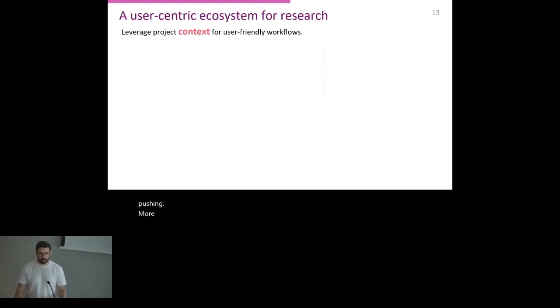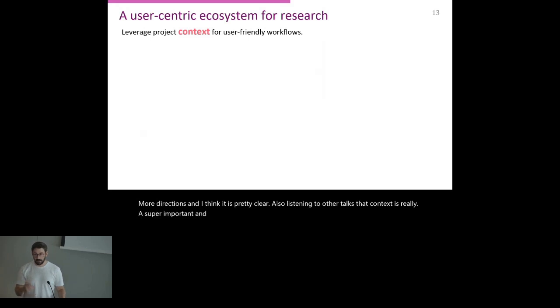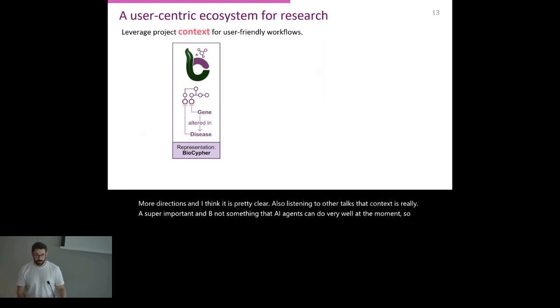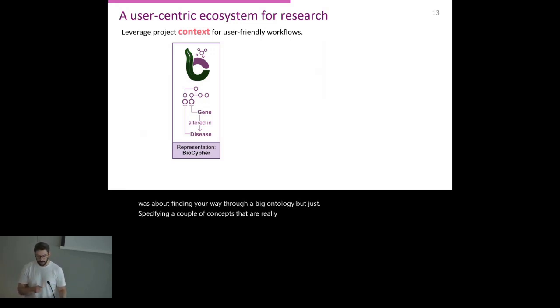And I think it is pretty clear, also listening to other talks, that context is really A, super important, and B, not something that AI agents can do very well at the moment. So we started with this knowledge representation framework that was already about context. It was about finding your way through a big ontology by just specifying a couple of concepts that are really important for your project and then going with that. So it's kind of a hybrid.